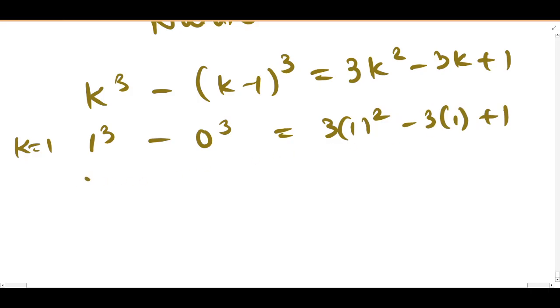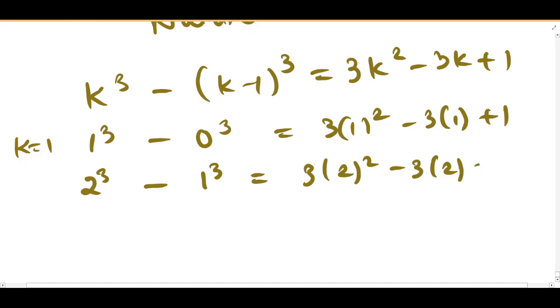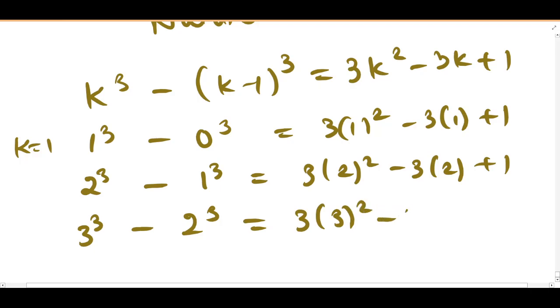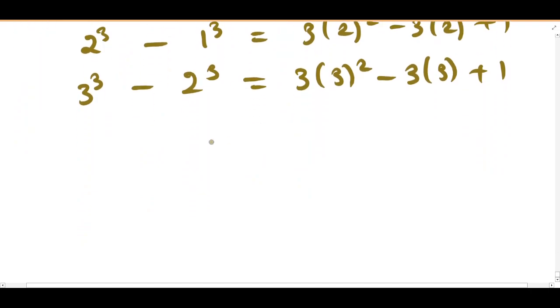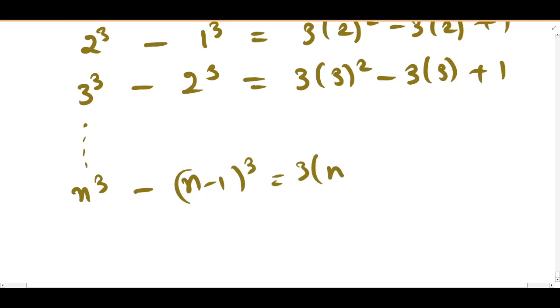And if we put k equal to 2, then we have 2 cube minus 1 cube equal to 3 times 2 square minus 3 times 2 plus 1. At k equal to 3, 3 cube minus 2 cube is equal to 3 times 3 square minus 3 times 3 plus 1. So at k equal to n, n cube minus (n minus 1) whole cube is 3n square minus 3n plus 1.